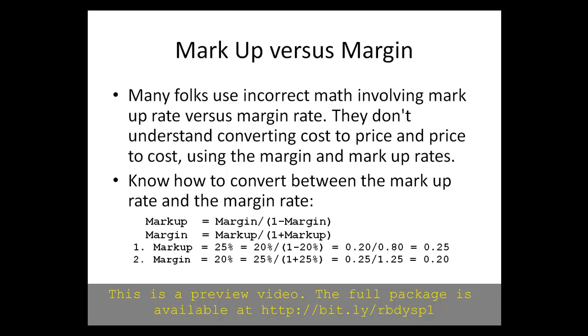With this example, markup is 25% and margin is 20%. Markup equals the margin of 20% divided by the quantity 1 minus 20% equals 0.20 divided by 0.80 equals 0.25. Margin, 20%, is equal to the markup of 25% divided by the quantity 1 plus 25% equals 0.25 divided by 1.25 equals 0.20.